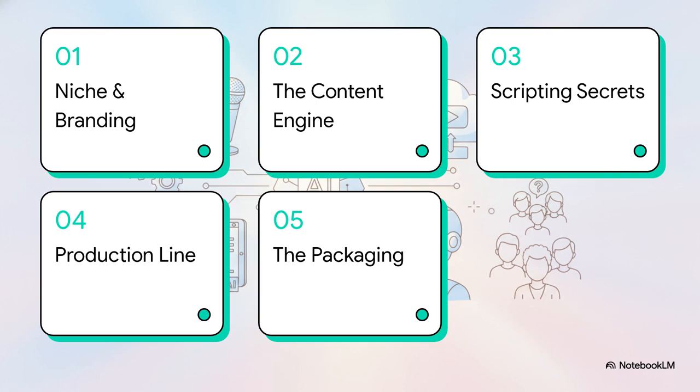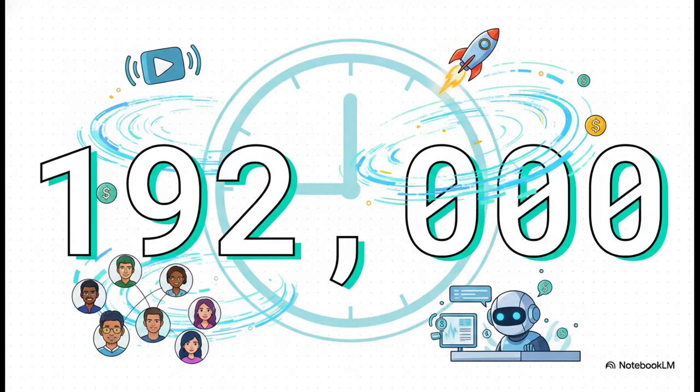To make this super actionable for you, we've broken it down into a 5-step roadmap. We'll be hitting niche and branding, the content engine, scripting secrets, the production line, and finally, the packaging. So let's just get right into it. Okay, let's dive into this, because this is exactly why we're paying attention today.